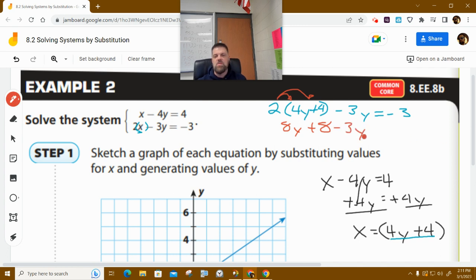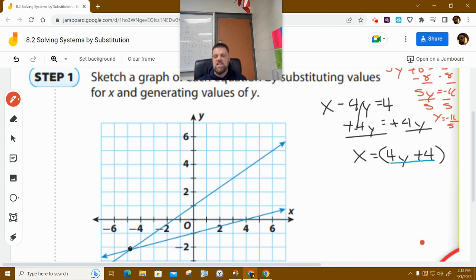All right, so now I have some like terms. What's 8 minus 3? So that becomes 5y plus 8 equals negative 3. I'm going to subtract. Wait a second. Yeah, oh, that's right. This was the one that had the weird numbers, right? So now when I subtract 8 from both sides, I get 5y is equal to negative 11, so y equals negative 11 over 5.